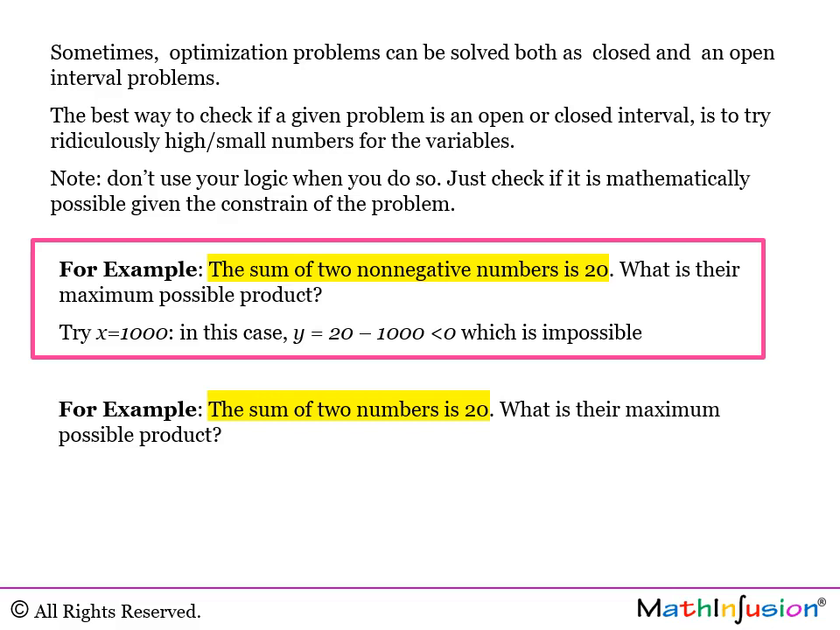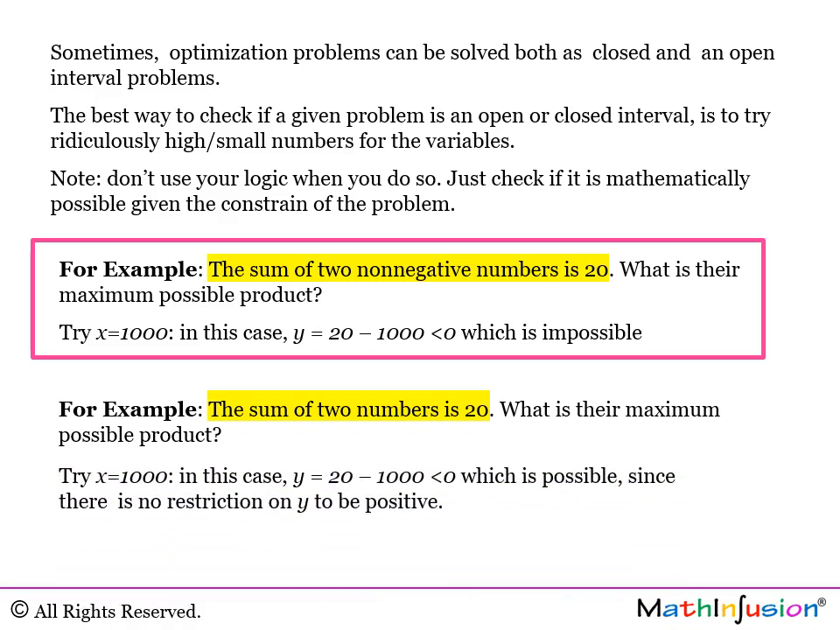For example, the sum of two numbers is 20. What is the maximum possible product? Now I'm going again to try 1000, and in this case, y equals 20 minus 1000, which is negative, but this is okay, since there is no restriction for y to be positive.